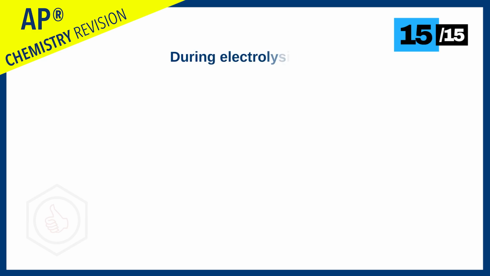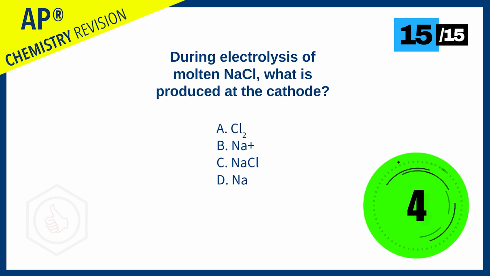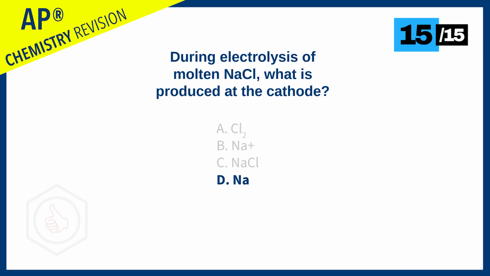During electrolysis of molten sodium chloride, what is produced at the cathode? Cl2, Na+, NaCl, or Na? The answer is Na, sodium, because the cathode is the electrode where reduction takes place, and the positively charged ions in sodium chloride, Na+, will be the ones that get reduced, and this will happen at the cathode, turning the Na+ ions into Na.